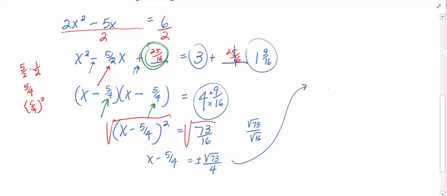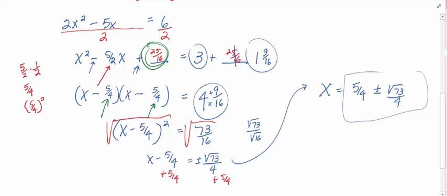Now here we go. I'm just going to add the 5/4 to both sides, and I'm finished solving for x. I have 5/4 plus or minus the square root of 73 over 4. And there are my two answers. One of them is a positive, one of them is a negative. So if you just take it slowly, the fractions don't have to stump you. I hope this helped. Thanks for listening.